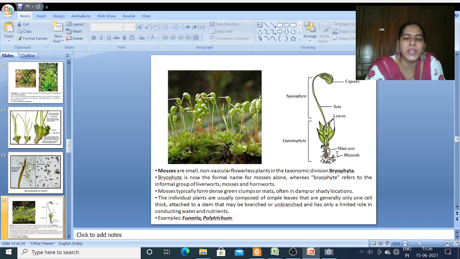In the case of Funaria, you have the main stem which acts as the male branch, and the side branch acts as the female branch, and from the female branch you get the sporophyte production later on. Examples are Funaria and Polytrichum. Here you have the rhizoids on the lower surface. This is the main axis, and these are the leaves. This portion is the gametophyte, and the upper portion is the seta and capsule. The foot is embedded inside the gametophyte.